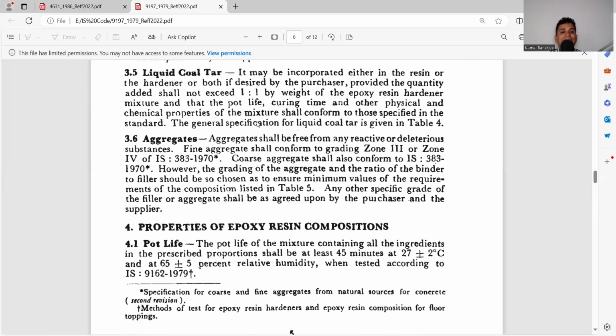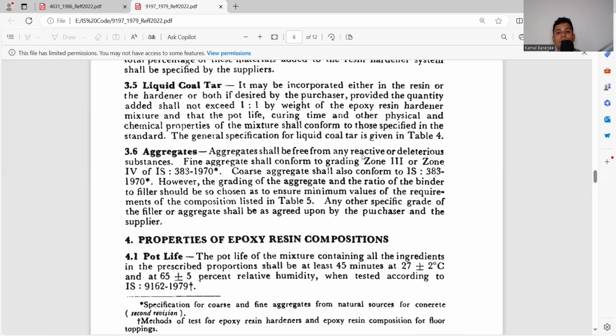Another is aggregate. Aggregate shall be free from any reactive or deleterious substance. Fine aggregate shall conform to grading zone 3 or zone 4 of IS 383-1970. So the aggregate also can be used according to my requirement, and that should conform to IS 383-1970. That is the code for aggregate, as we all know. So these are the things we need to check about the material.